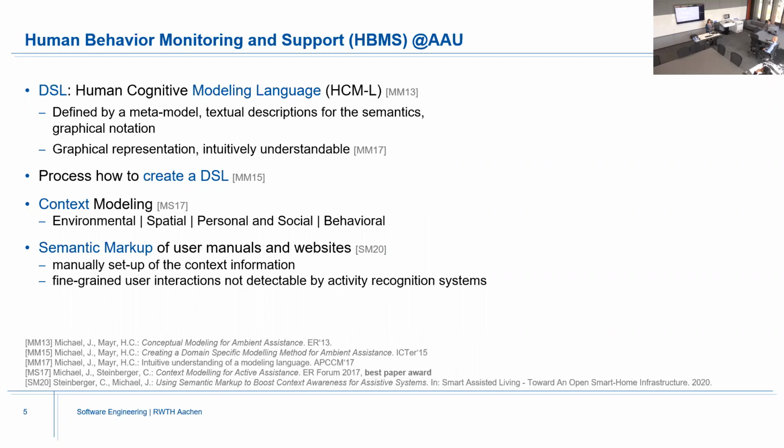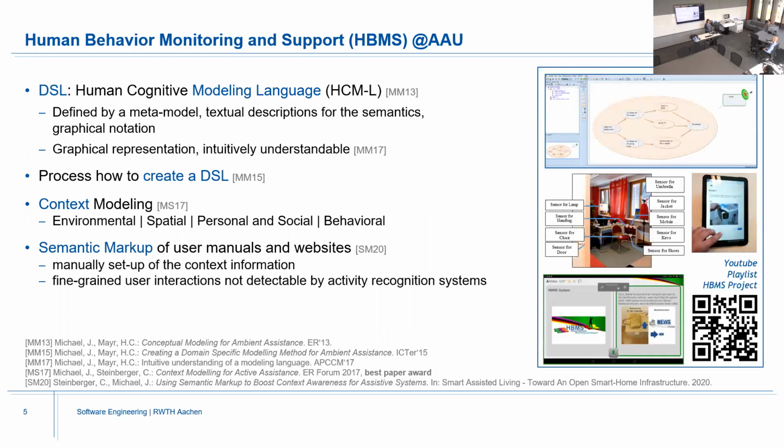We were working on this context information also a little bit more in depth, where we had a look into what are different parts of the context that are relevant and how can we capture that. And we were working on improving the process of the setup of a system, because if you think about how much context information you could have, it's quite a lot if you have to put that into a system. So for example, if you use semantic markup of user manuals or websites, you can already capture a lot of this information into a system as a starting point.